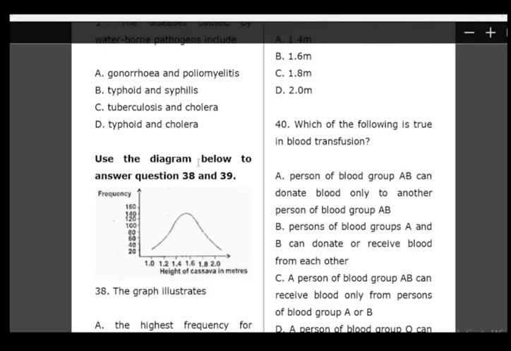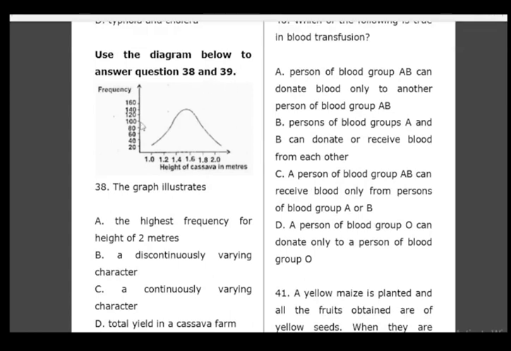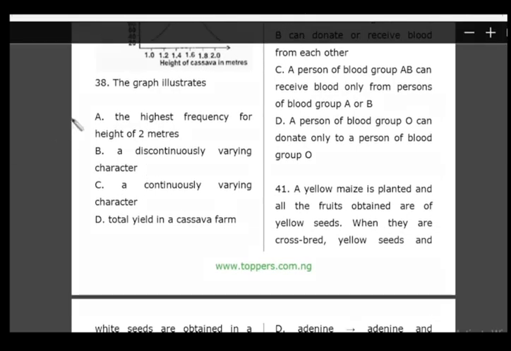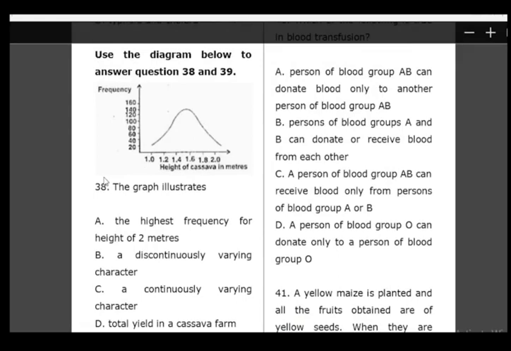Question 38 is asking us to study this diagram here. Use the diagram below to answer question 38 and 39. Now we have a diagram showing the height of cassava in meters and then the frequency. So question 38 says the graph illustrates, this graph that we have here. They are telling us to give it a name. So what name will we give to that graph?